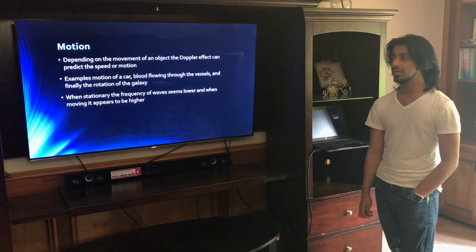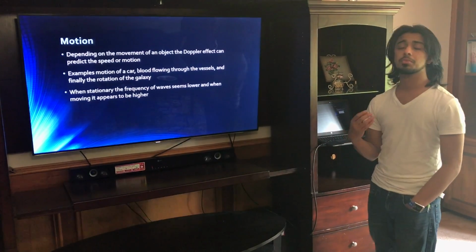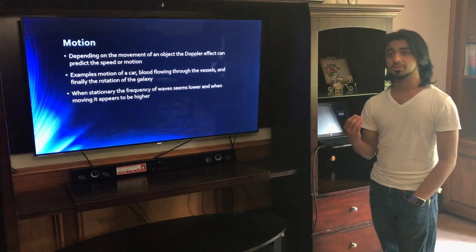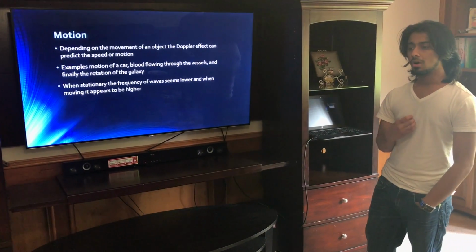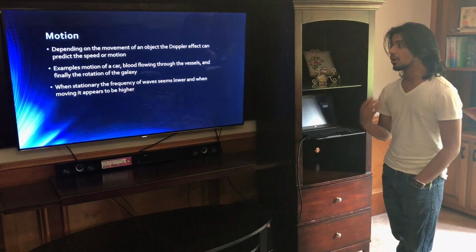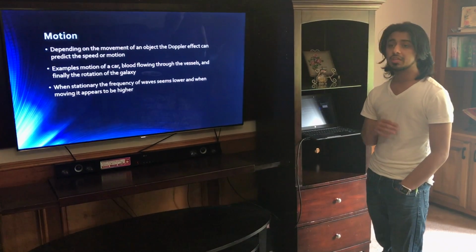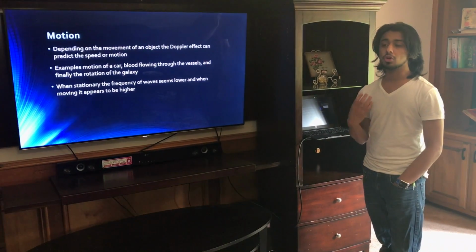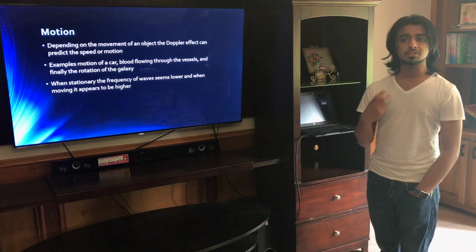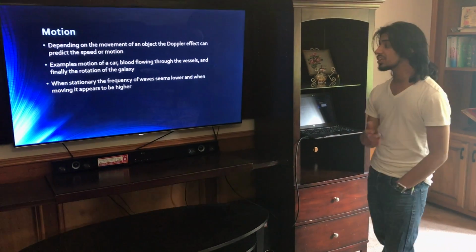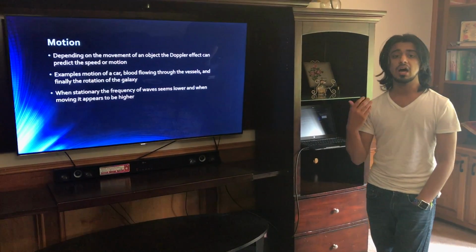What we mean by motion is, depending on the movement of an object, the Doppler effect can predict the speed or motion. Some of the main examples of motion are the motion of a car, blood flowing through the vessels, and finally the rotation of a galaxy. Those all tie into motion because they're all moving. While they are moving, it causes frequency changes. When stationary, the frequency of the waves seems lower, and when moving, it appears higher.